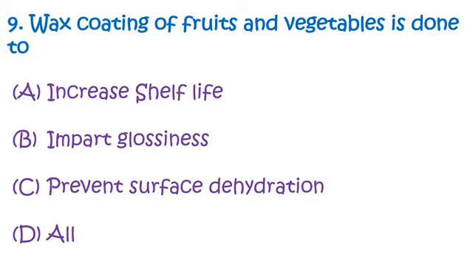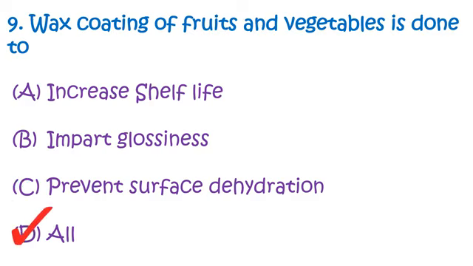Question number 9. Wax coating of fruits and vegetables is done to, options are A to increase shelf life, option B impart glossiness, option C prevent surface dehydration, option D all. And the correct answer is option D all of the above.